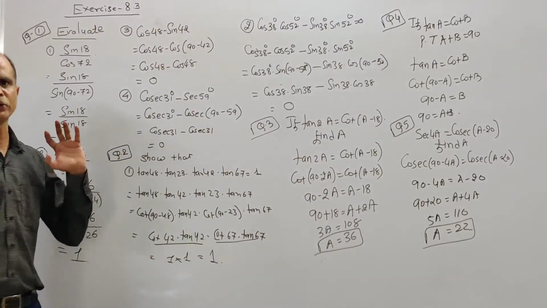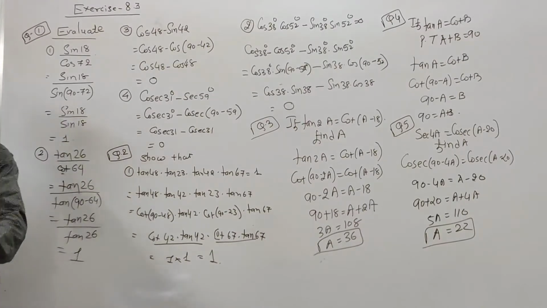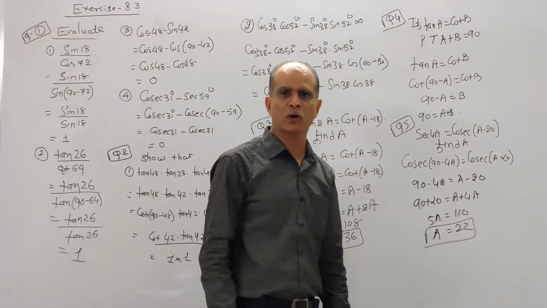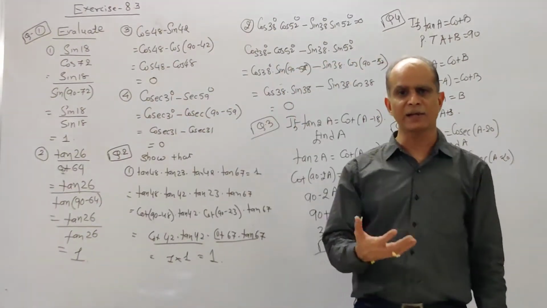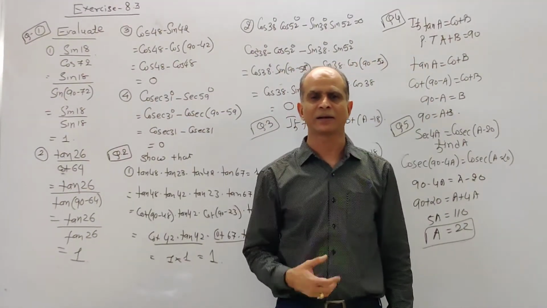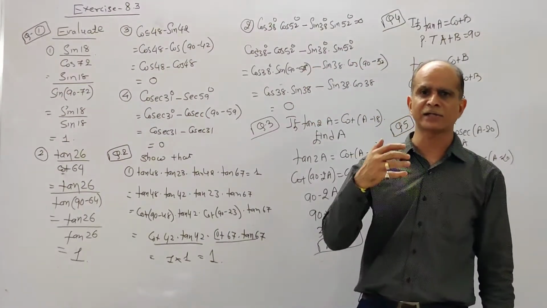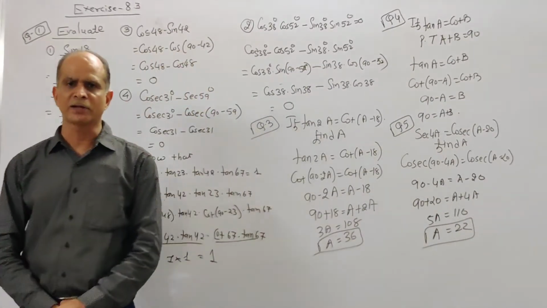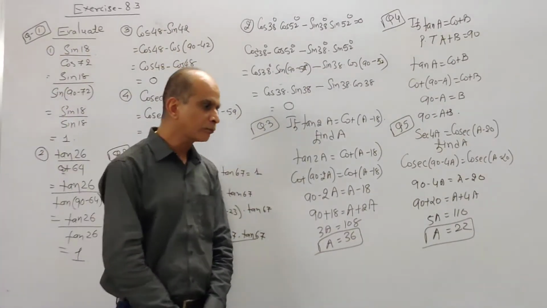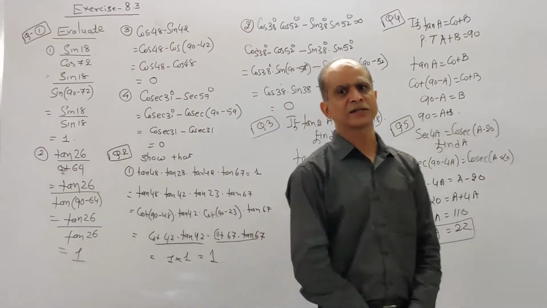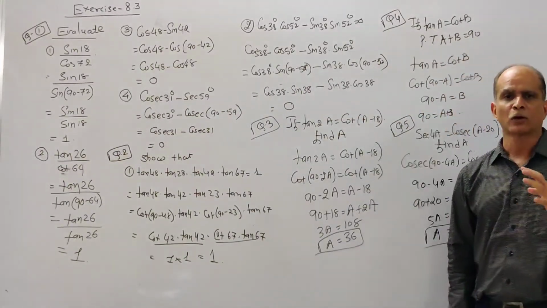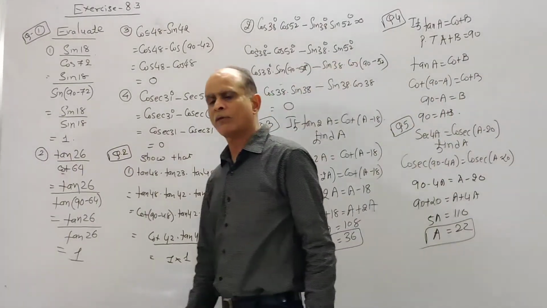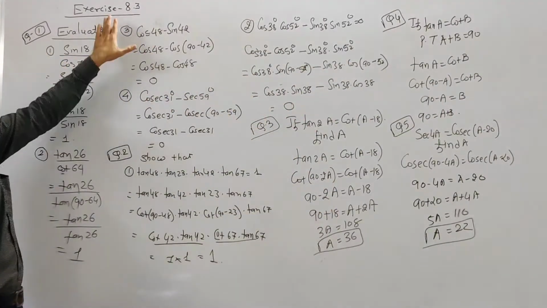Now here we are going to use formula number 10, that is sin 90 minus theta is equal to cos theta, cos 90 minus theta is equal to sin theta, tan 90 minus theta is equal to cot theta, cot 90 minus theta is equal to tan theta. Similarly, sec 90 minus theta is equal to cosec theta and cosec 90 minus theta is equal to sec theta. Well, so this is exercise number 8.3.